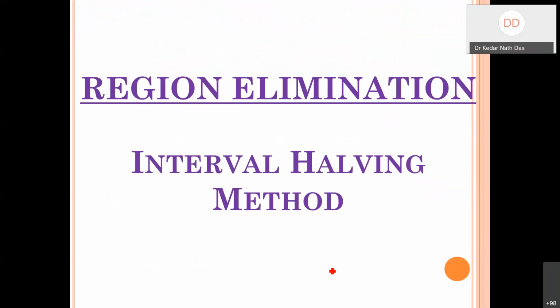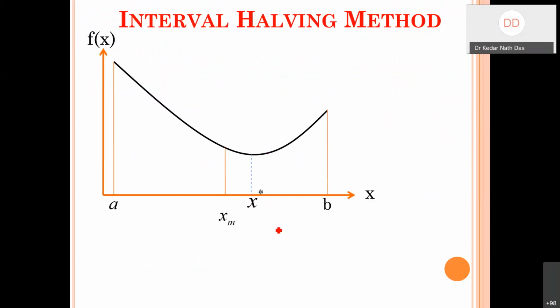First method is the interval halving method of region elimination. In the interval halving method, we have to take the midpoint of a and b. Every time we have to reject, or eliminate, half of the region. That's why it is called the interval halving method.